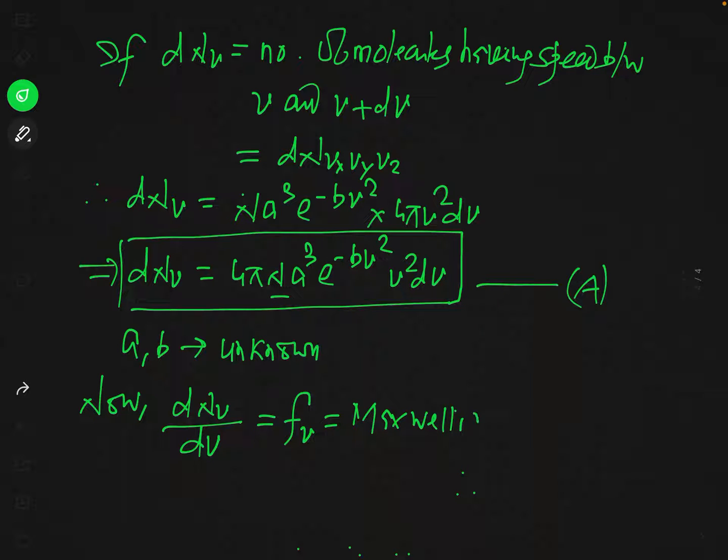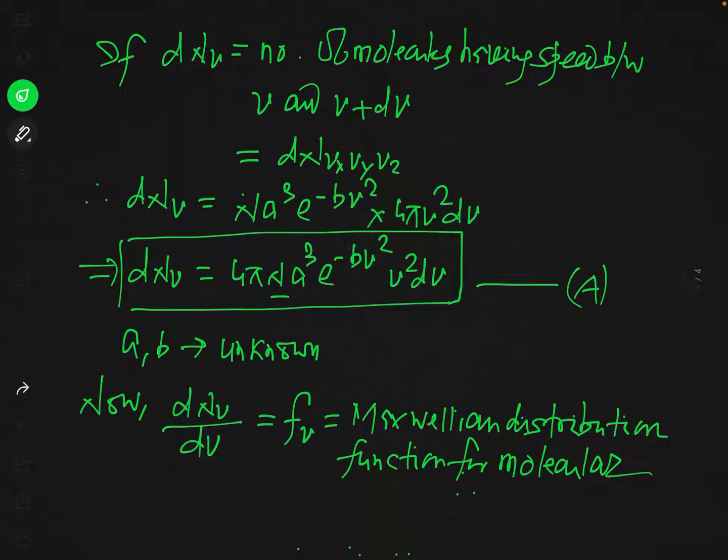the Maxwellian distribution function for molecular speed. So in terms of this Maxwellian distribution function for molecular speed, you can write the Maxwell-Boltzmann law of distribution of molecular speed in this way.